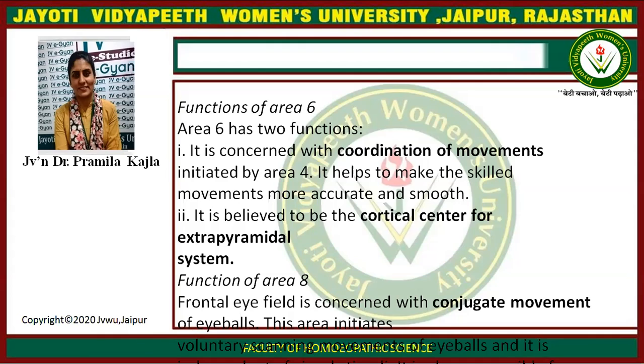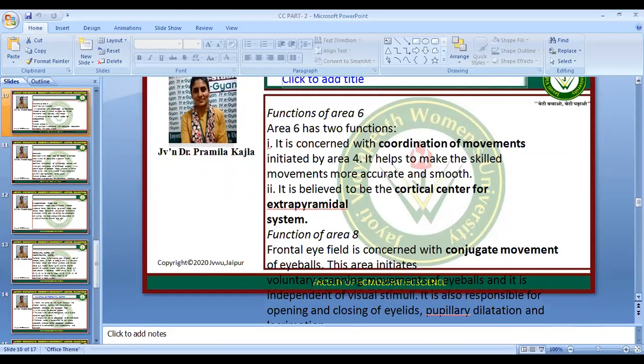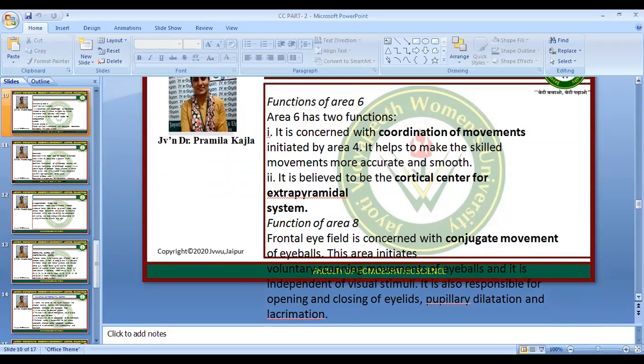Function of area 8. Frontal eye field is concerned with conjugate movement of eyeball. This area initiates voluntary scanning movement of eyeball, and it is independent of visual stimuli. It is also responsible for opening and closing of eyelids, pupillary dilatation, and lacrimation.